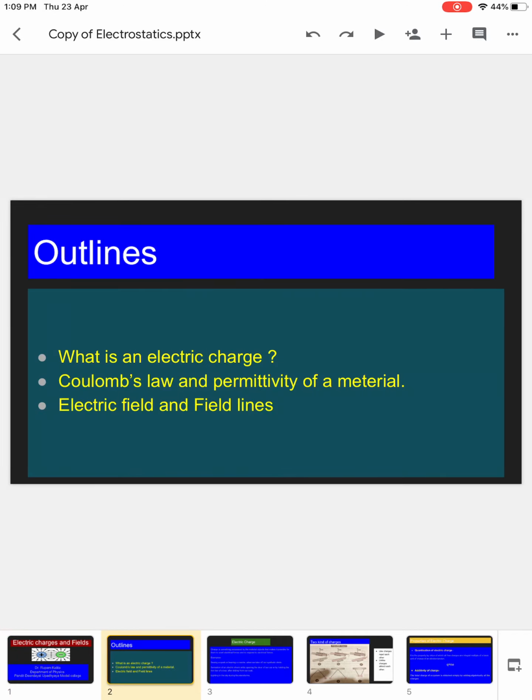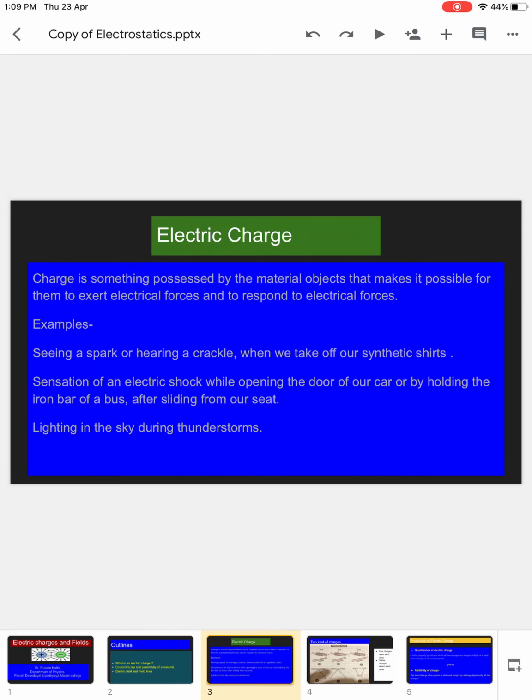We'll discuss what is an electric charge, then we'll go on to discuss Coulomb's law and permittivity of a material, and finally we'll discuss the electric field and field lines. Now, what is an electric charge? Electric charge is something possessed by material objects that makes it possible for them to exert electric forces and to respond to electric forces.